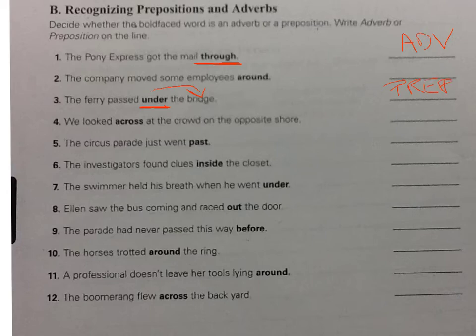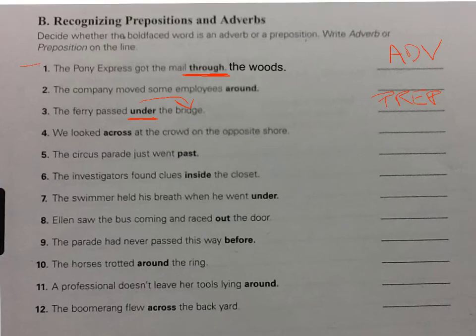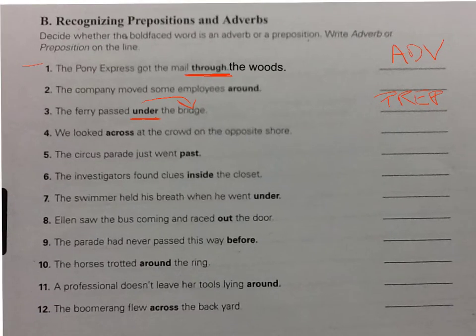Now, I'm going to give you an example here on number 1. Through in this sentence is an adverb, but if we add this phrase to the end of the sentence, if we add through the woods, and we say instead of the Pony Express got the mail through, the Pony Express got the mail through the woods, then we could answer the question through what? The woods would be the answer to that question. So that would make through a preposition instead of an adverb. But since the actual question does not have the woods on it, then that makes through just an adverb.